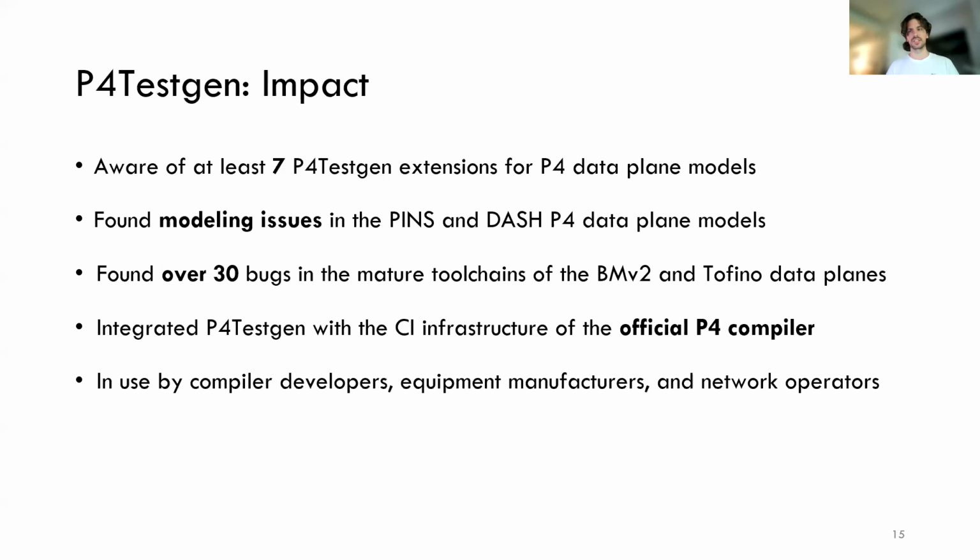Overall, we consider our idea a success. At this point, we are aware of 7 extensions to our tool, all of which are able to generate tests. And with these tests, we have found around 30 bugs in the toolchains for the Tofino 1, 2, and the behavior model. Not to mention the variety of bugs we are detecting in emerging toolchains. We've also applied P4Testgen to the P4 data plane models of the PINS and DASH projects. And here we found issues where the data plane models were trying to describe scenarios which were not executable on the data plane they were targeting. We were able to find these bugs because P4Testgen was modeling the packet processing precisely enough with its extension model.